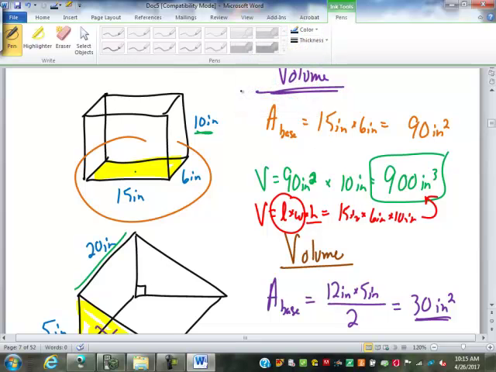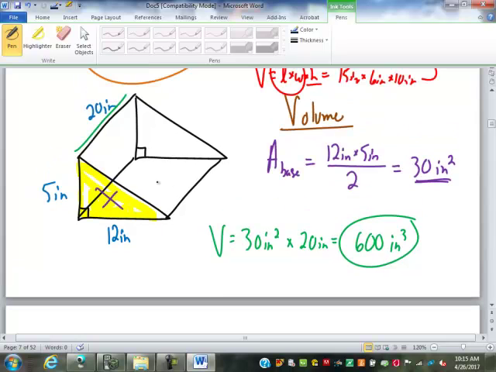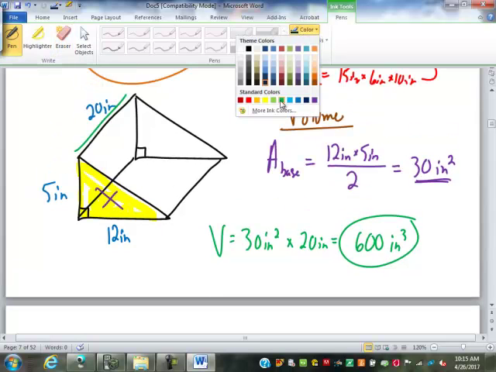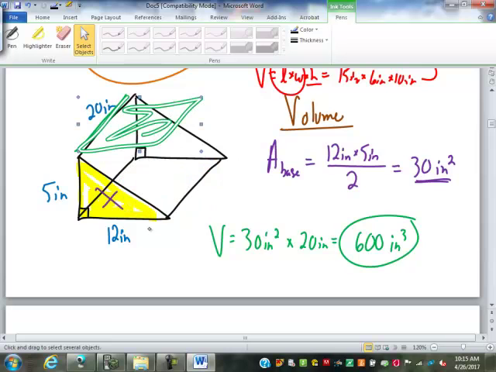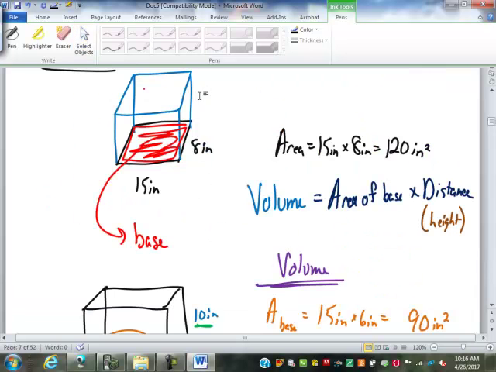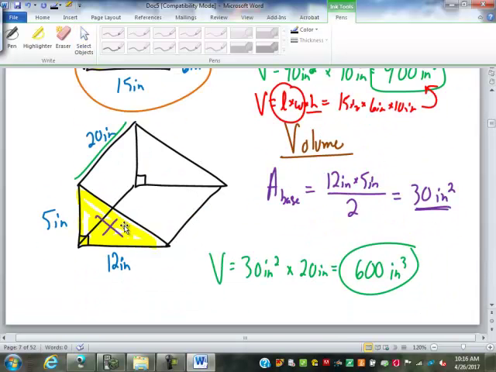If you can't tell what the base is, the best guess is always the bottom of it. But like this one here, if I looked at the bottom of it, I can't take that bottom and slide it through the object. It just doesn't fit. So the bottom cannot be the base. This end is the only piece that slides through the whole object.